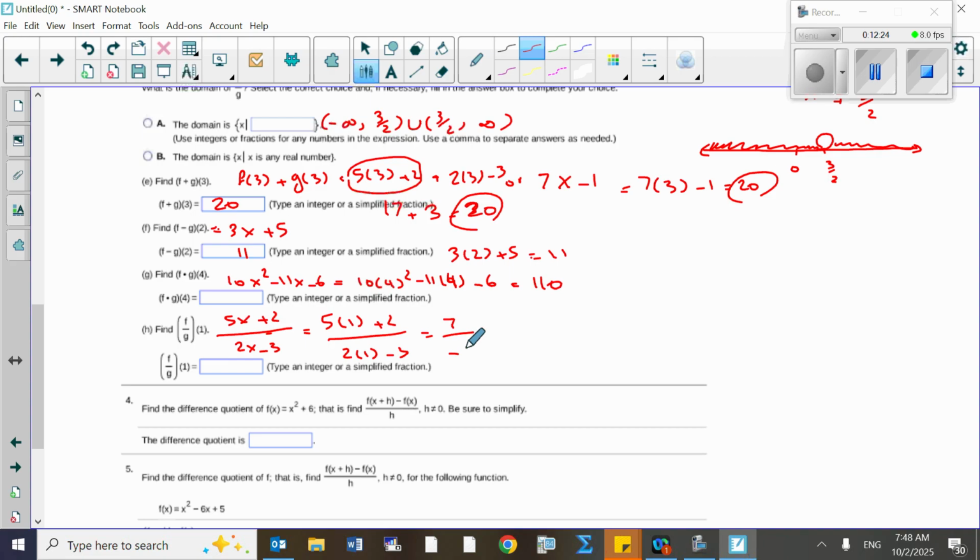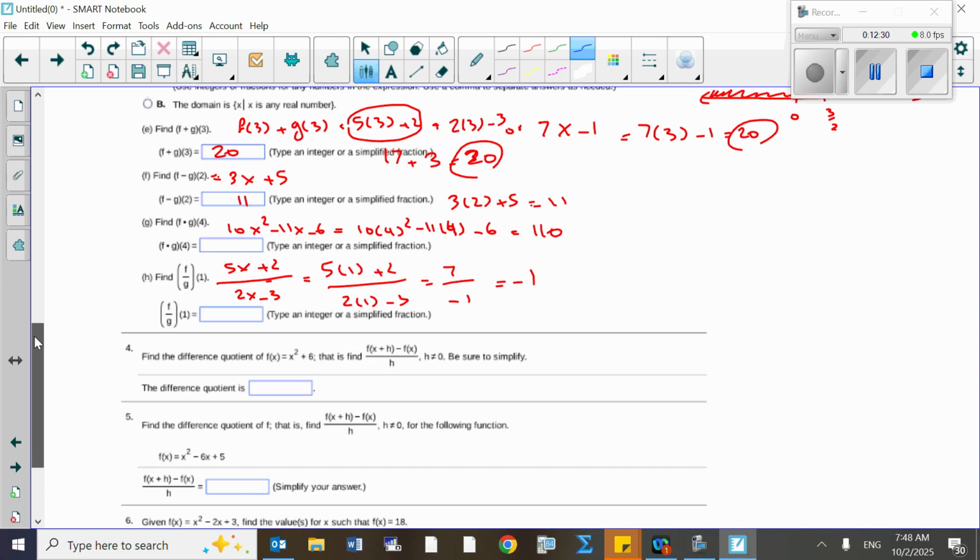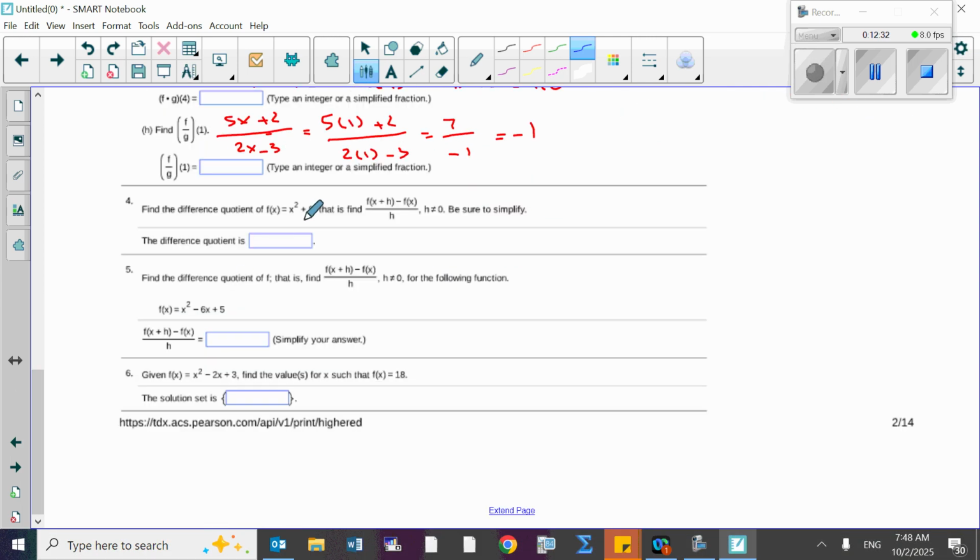7 over negative 1, which is equal to negative 1. Okay. Let's work on the next question. We have this function, x squared plus 6, and we want to find the difference quotient. The difference quotient has this formula.